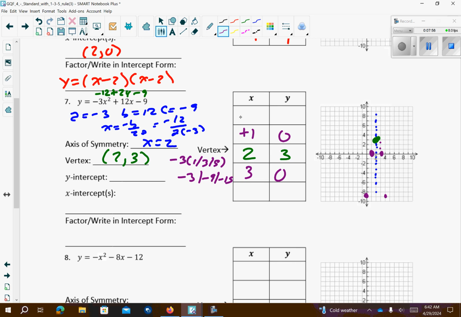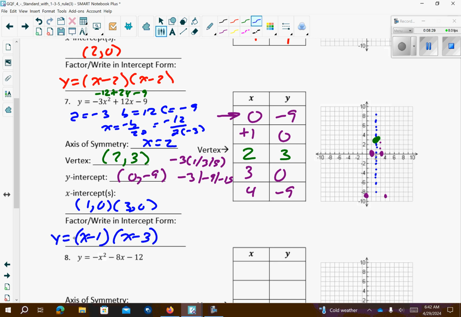And then I get 0, negative 9. And then I get also 4 comma negative 9. So our y-intercept is going to be where x is 0, so 0, negative 9. Our x-intercepts are going to be 1 comma 0 and 3 comma 0. If we want to write this in factored form, do the opposite of 1, do the opposite of 3.